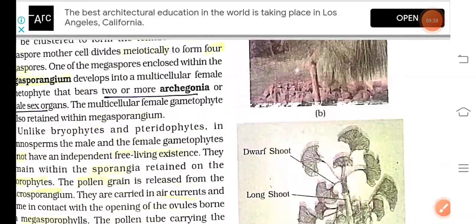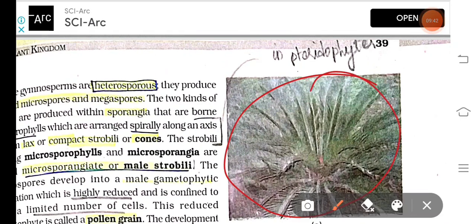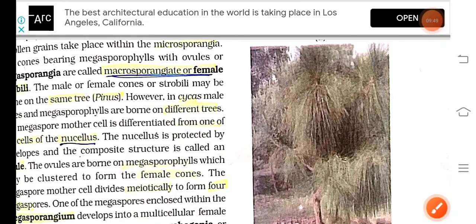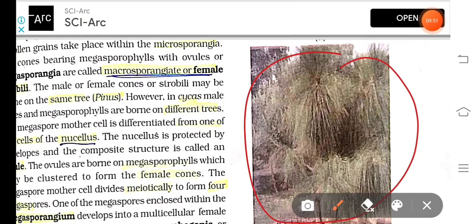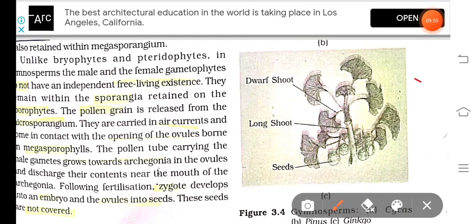Yes, now let's see these pictures. The first picture is of cycas. We have seen the importance of cycas. I've told you earlier also. The second picture, this one, is of pinus. I have told you about pinus also. And this is of ginkgo.